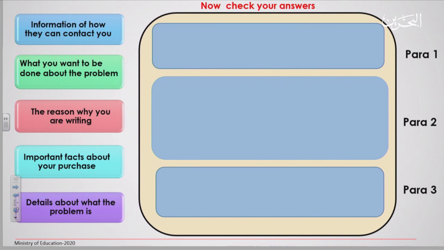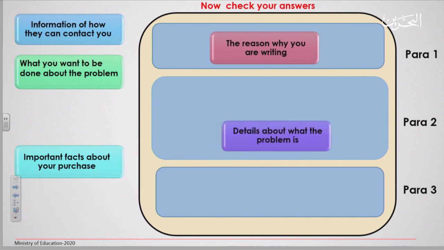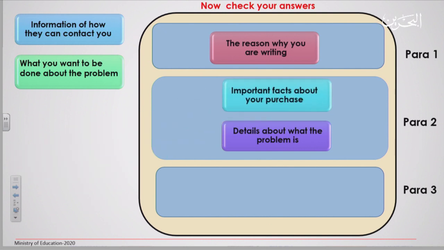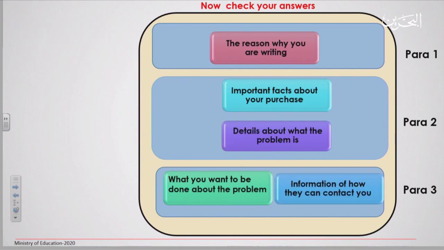Let's check our answers. Paragraph 1, the reasons why you are writing the letter. Paragraph 2, details about what the problem is. Again, paragraph 2, important facts about your purchase. Paragraph 3, what you want to be done about the problem, and information on how they can contact you. This is the layout of a complaint letter.